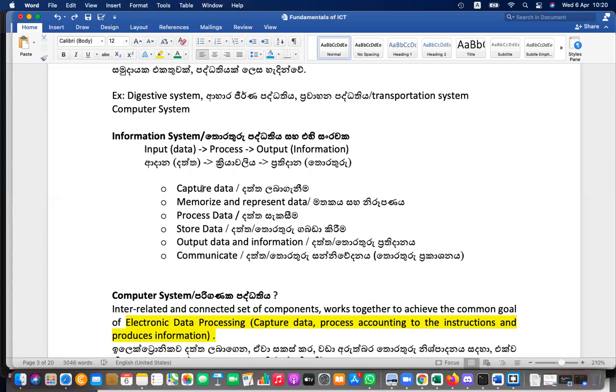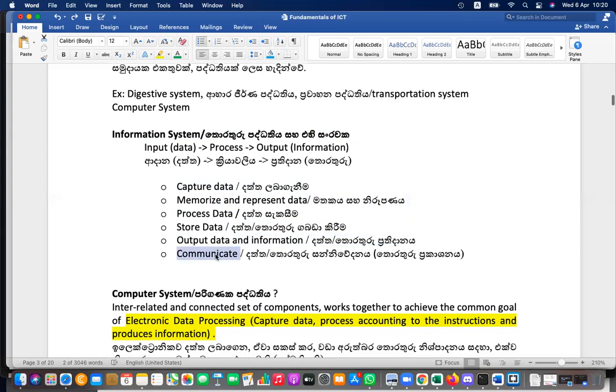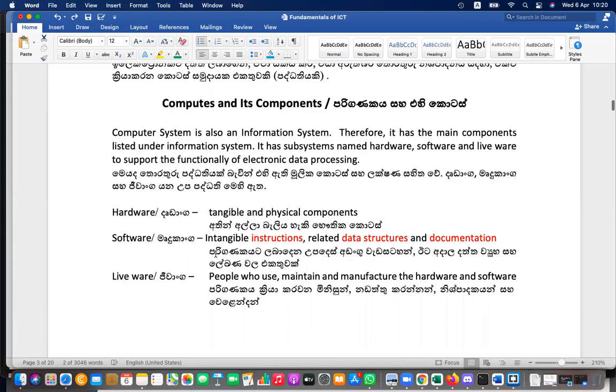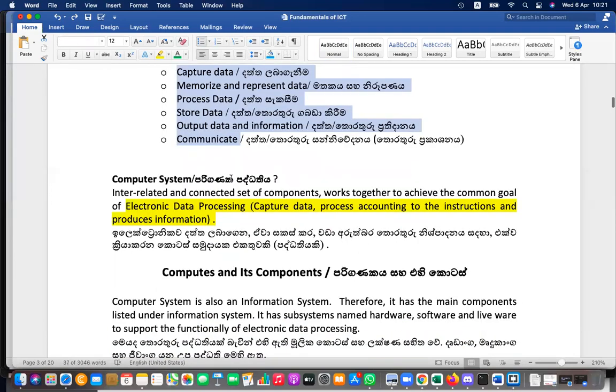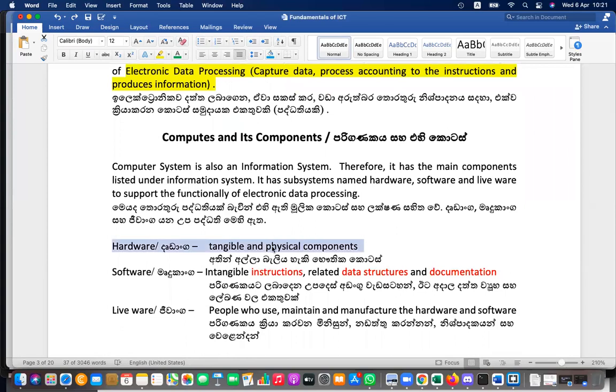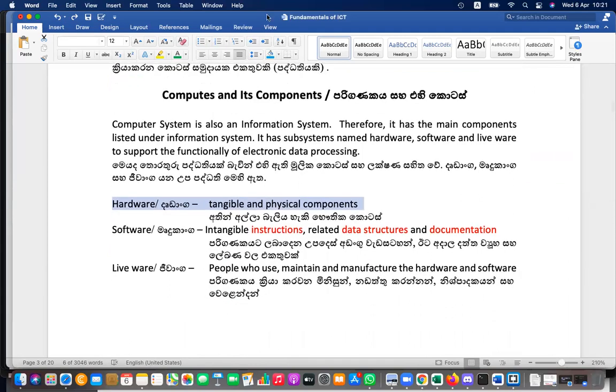Okay. For capturing you have input devices, for memorizing memory devices, for processing devices, and storage is permanent, so I say storage devices. For output of data and information, you have output devices. And for communication, there are communication devices. That's it. So this is the hardware part. Hardware means the physical components, the tangible components of the computer system. That is hardware, right? But it has some other parts also, not just the tangible things.